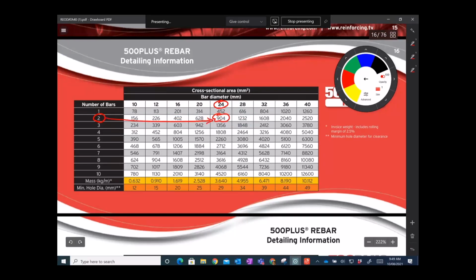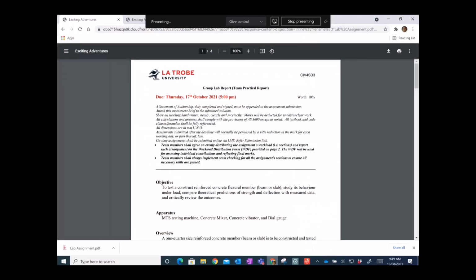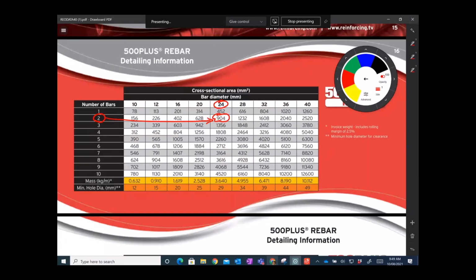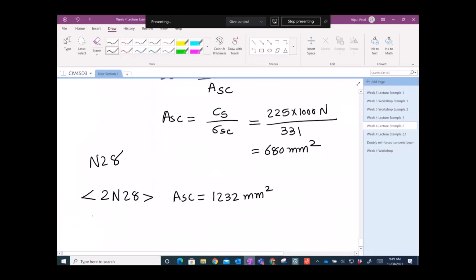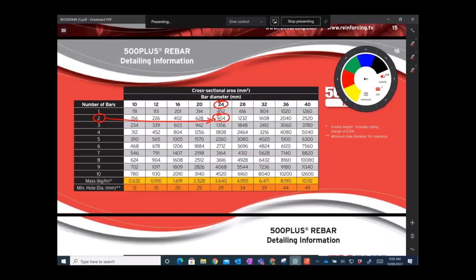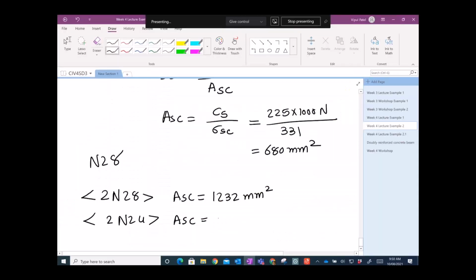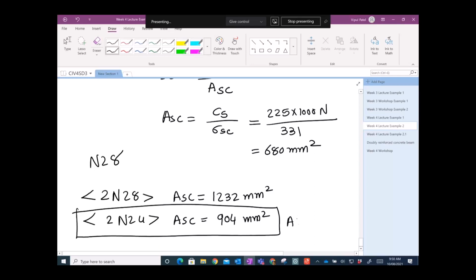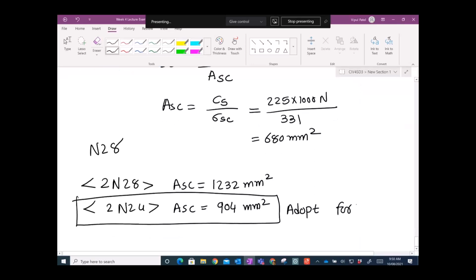Someone might argue that okay, we need to go back and check again. Yes, of course you need to go back and check again, because you want to save some money for your client. So we might use 2 N24 with an ASC of 904 millimeter square. That could work, so probably we can adopt this one.